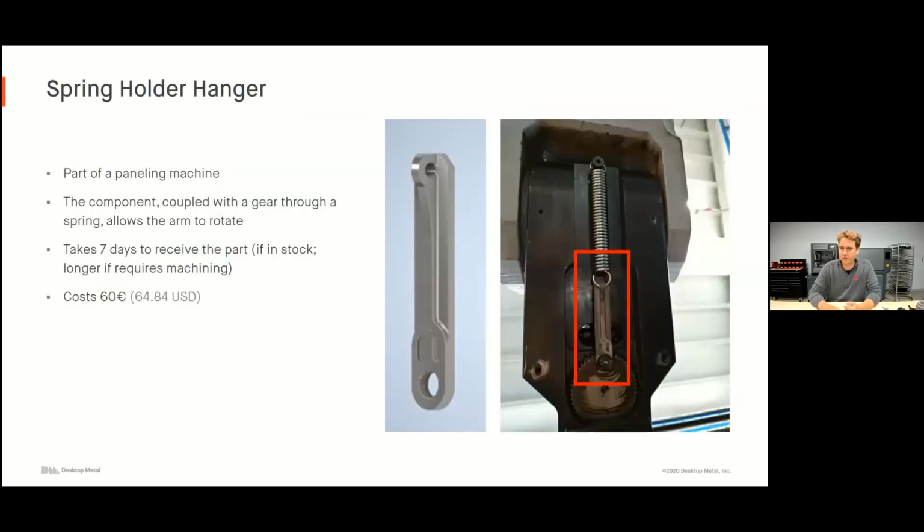Another part here is this spring holder hanger. This is part of a paneling machine. The component is coupled with a gear that allows the arm to rotate. Generally, it takes them 7 days to receive the part if it's in stock. If not, it's even longer because it's going to require it to be custom machined. Currently, that part's costing them about $65 US. So they're looking to lower the costs.